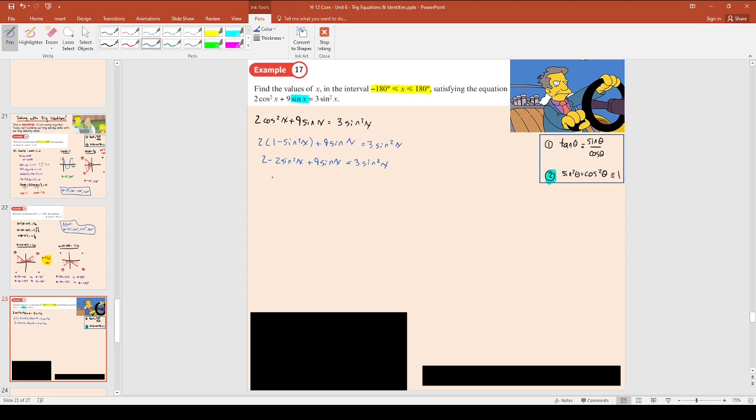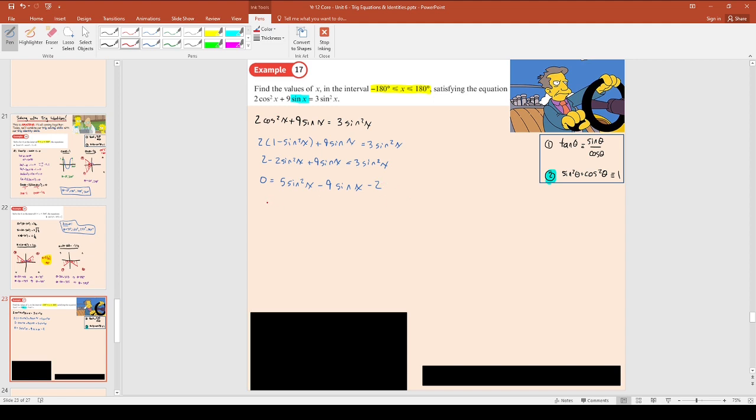I'm going to pop everything to the right because I want the lead term to be positive. So here we go. 0 equals 3 sine squared plus 2 sine squared is 5 sine squared x. Then we're going to get minus 9 sine x, and then we're going to get minus 2. Cool beans?